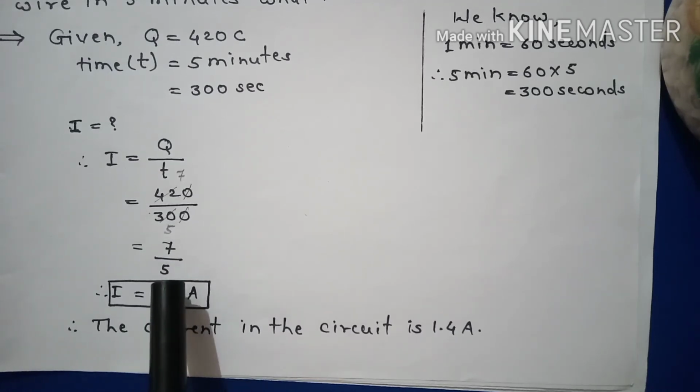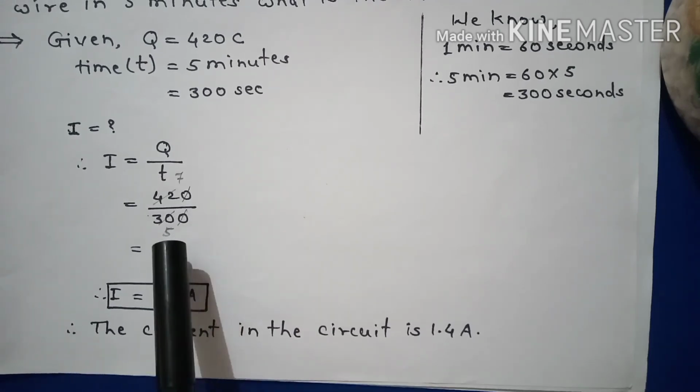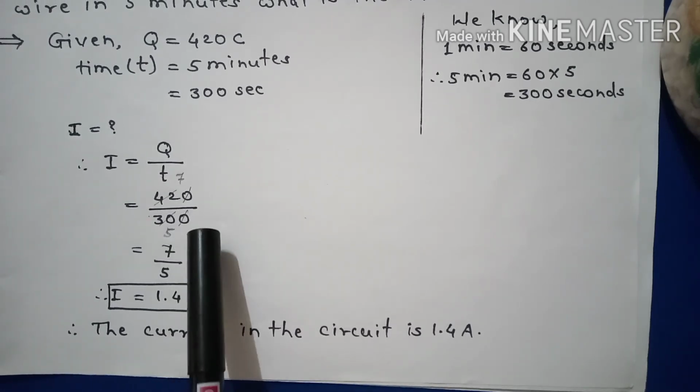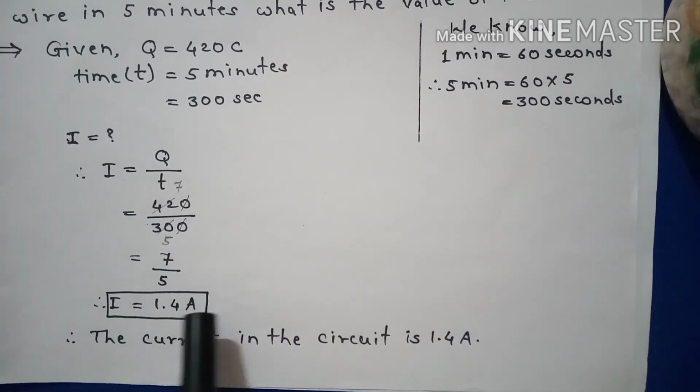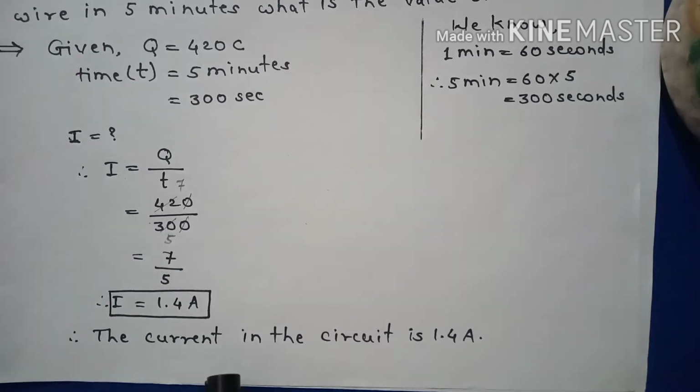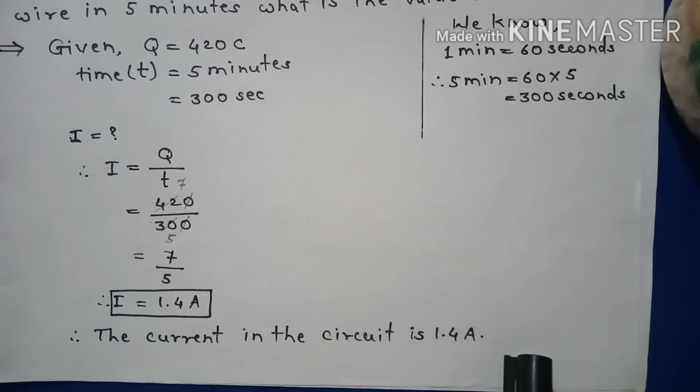This you can do with the help of division also. That is 2 3s are 6, then 1 remaining, giving 0.5. That is, current I is equal to 3.5 ampere. Therefore, the current in the circuit is 3.5 ampere.